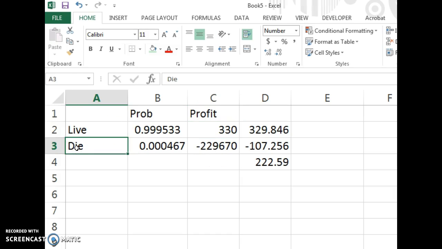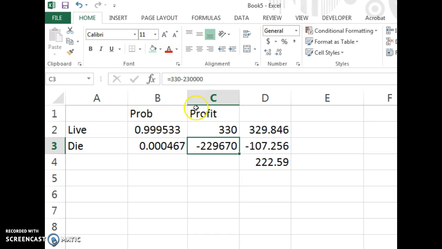The other option is the person dies, and the probability they die is right here. I figure that out by doing 1 minus the chances they live. So those two values have to add up to 1. A person either lives or dies. So 1 minus the chances of living gives you the probability of dying. And then what's the money look like from the insurance company's point of view? Well, they got $330 from the person, but then because the person died, they had to pay out $230,000. So 330 minus 230,000, this would be, from the insurance company's point of view, the value if the person dies.